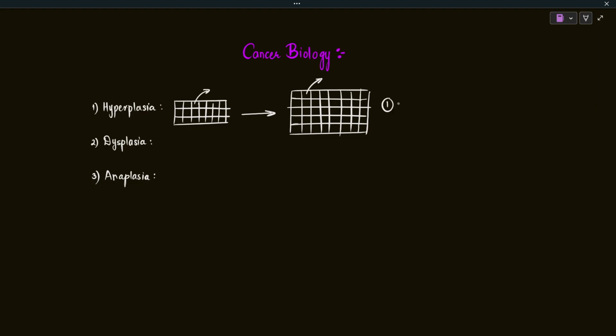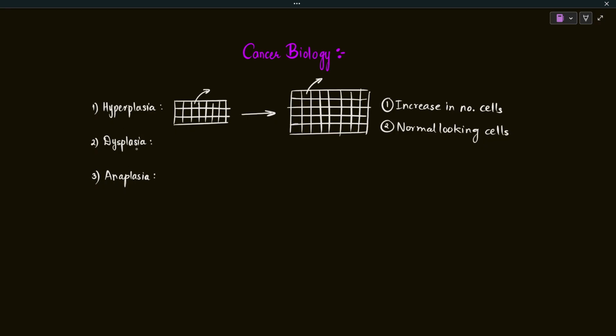So we can say that when there is an increase in the number of cells and those cells look normal under the microscope, this condition is known as hyperplasia. There will be no visual differences between the tumor cells and the normal cells. That condition is known as hyperplasia.